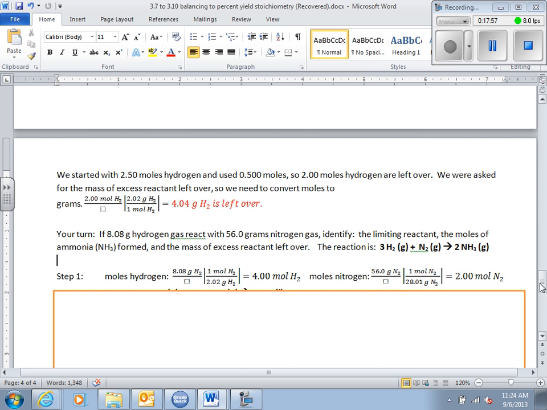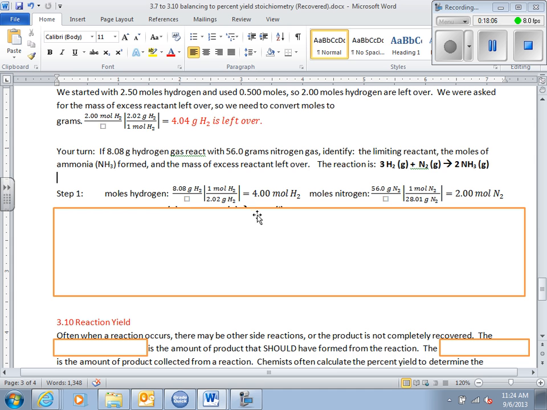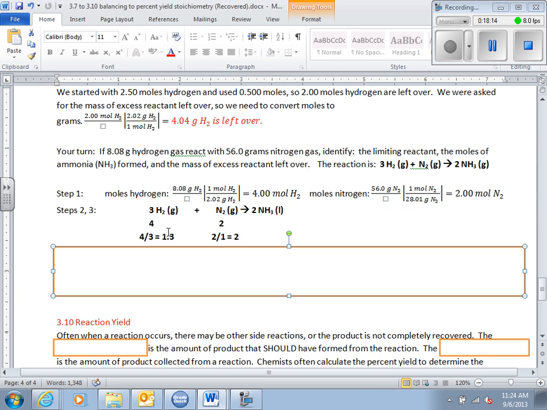And the next step, we write the moles right under the reaction, and then we're going to divide the moles by the coefficients. And you should pause and do this on your own. If you get stuck, it's okay to watch the video, but do this on your own, see what you get. We write the reactants directly underneath, divide by the coefficients, and the next step says check which one is smaller. Well, you can pause, try this on your own. Here are your answers. Obviously 1.3 is smaller than 2, so hydrogen is our limiting reactant.